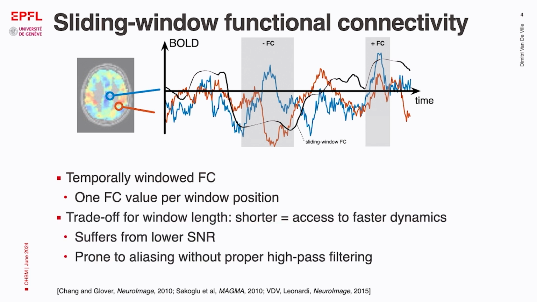And of course, there is one important parameter here. The key parameter is certainly the window size. The shorter you take it, the faster order dynamics you can access, but also the more you lower the signal-to-noise ratio, and actually the more you might introduce aliasing artifacts. But that's not really the topic of today, but I just like to mention it nevertheless.